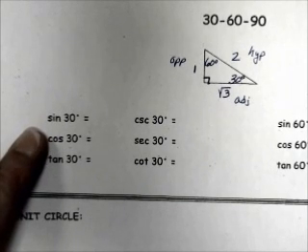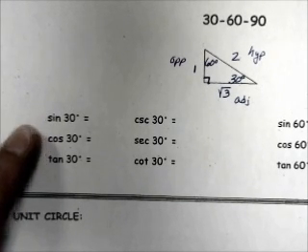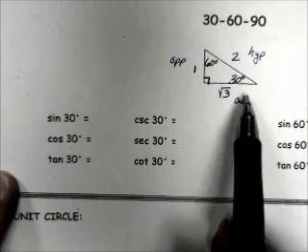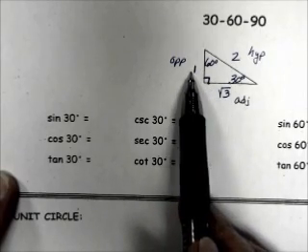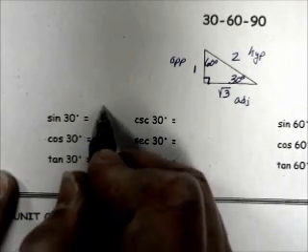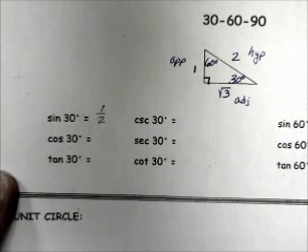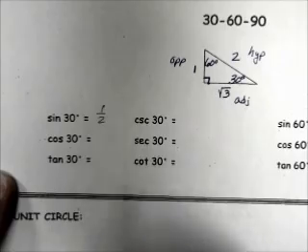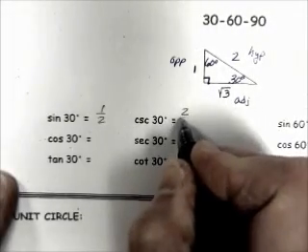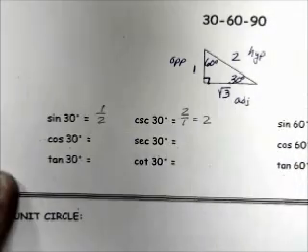So now for the sine of 30, I'm going to use a green pen for this. For the sine of 30, that's going to be opposite over hypotenuse. That's 1 over 2, 1/2. The cosecant would be the reciprocal, 2 over 1, which is simply 2.